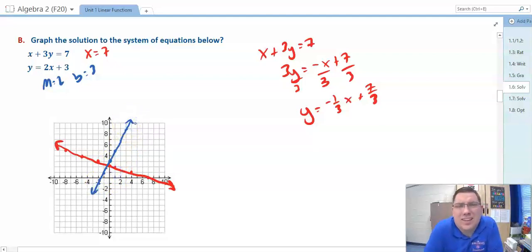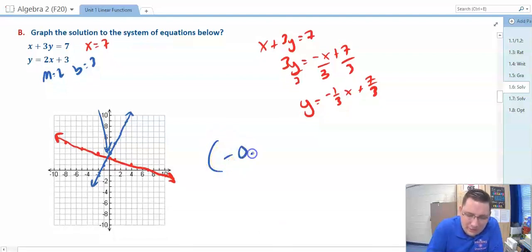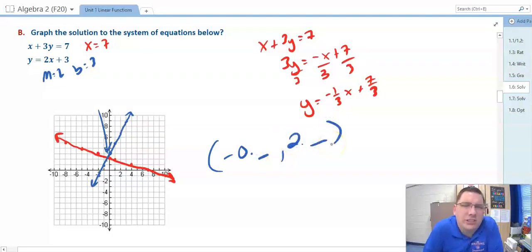Now, is that a really nice thing to see? Well, the intersection's somewhere in that little gap, right? It's to the left of the y-axis, and it's above 2 for its y value. So it's going to be like negative 0 point something, comma, 2 point something. The question is, what are those decimal values?